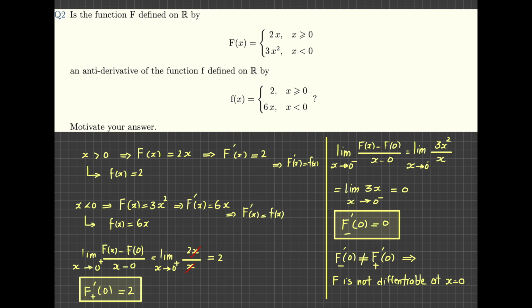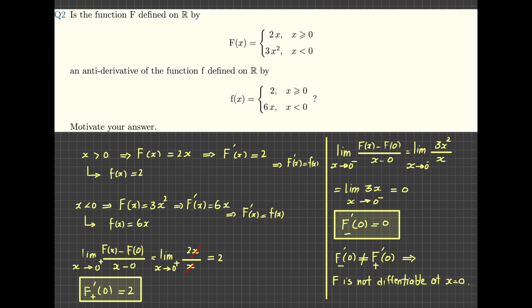Okay, so what does this mean? This means that this function is not differentiable on the whole set R, even though it is differentiable everywhere on R except x equals 0. So this function is not a primitive function for this one on the whole set R.